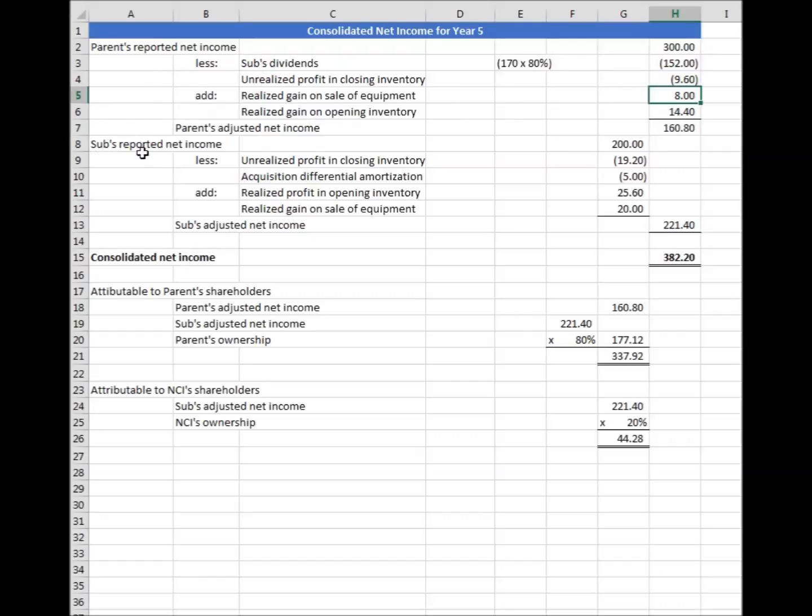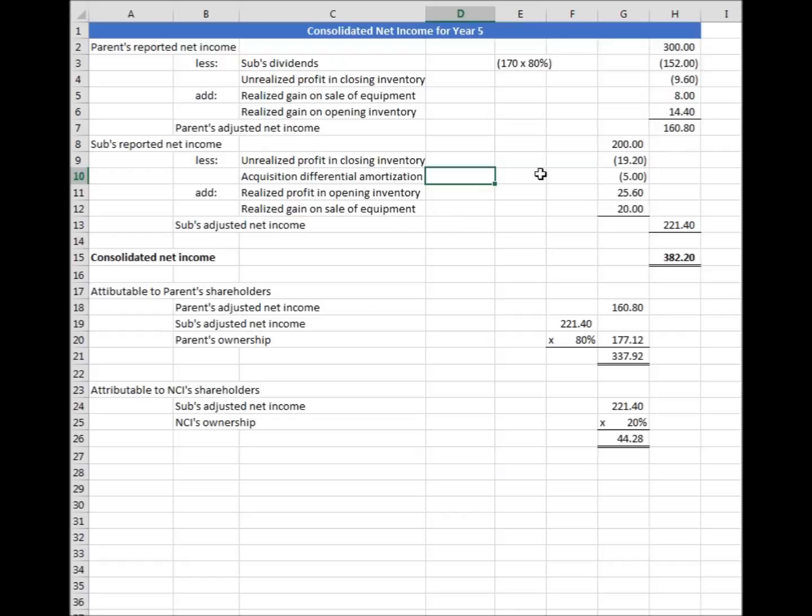Now we're going to move on to the sub's portion over here of net income and how much is included and what we're going to consolidate out here. So we're going to take away the sub's closing inventory profits over here as they are unrealized. And what we're going to do here is we're taking out the acquisition differential amortized over here as well. And we're also going to add back realized profit in opening inventory since it has been more than a year, and realized gain on sales of equipment.